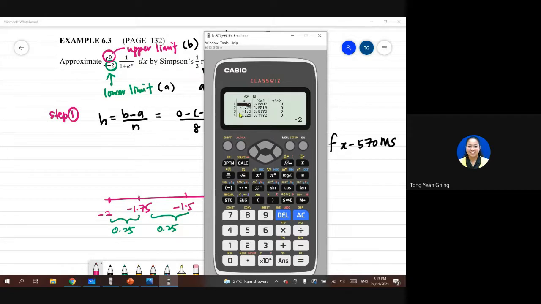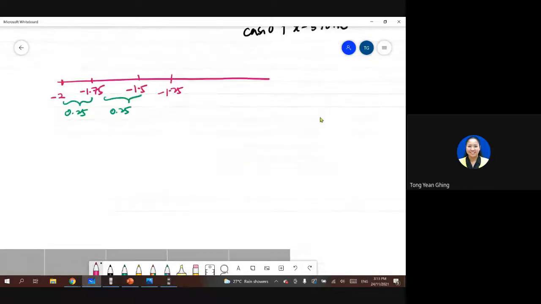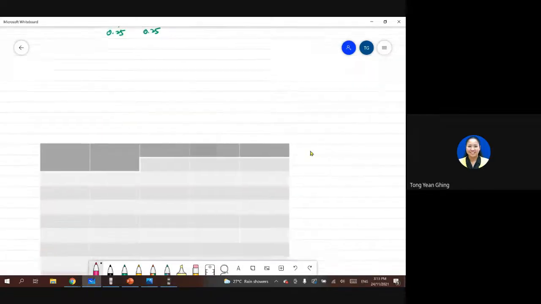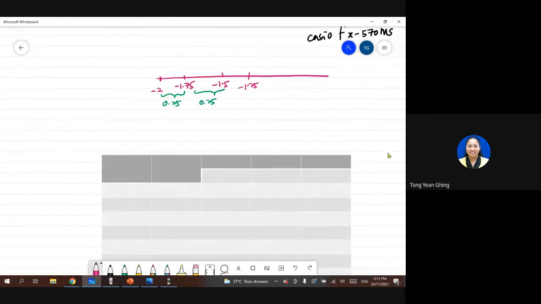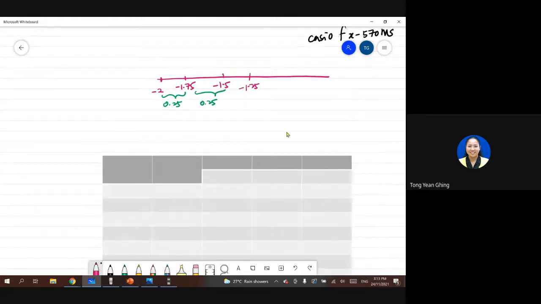It will come out like this, the table. This is the answer, but you have to put in the table yourself, because looking at it like this is confusing. Okay, I bring this table. The next step is we have to build this table, basically.